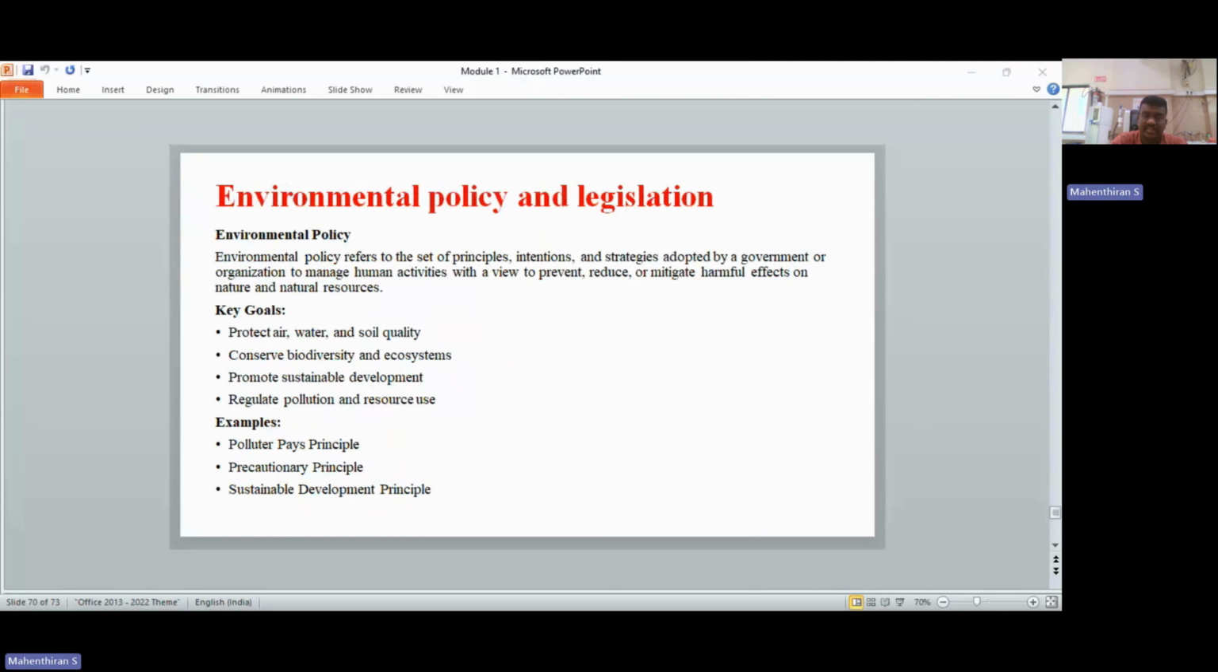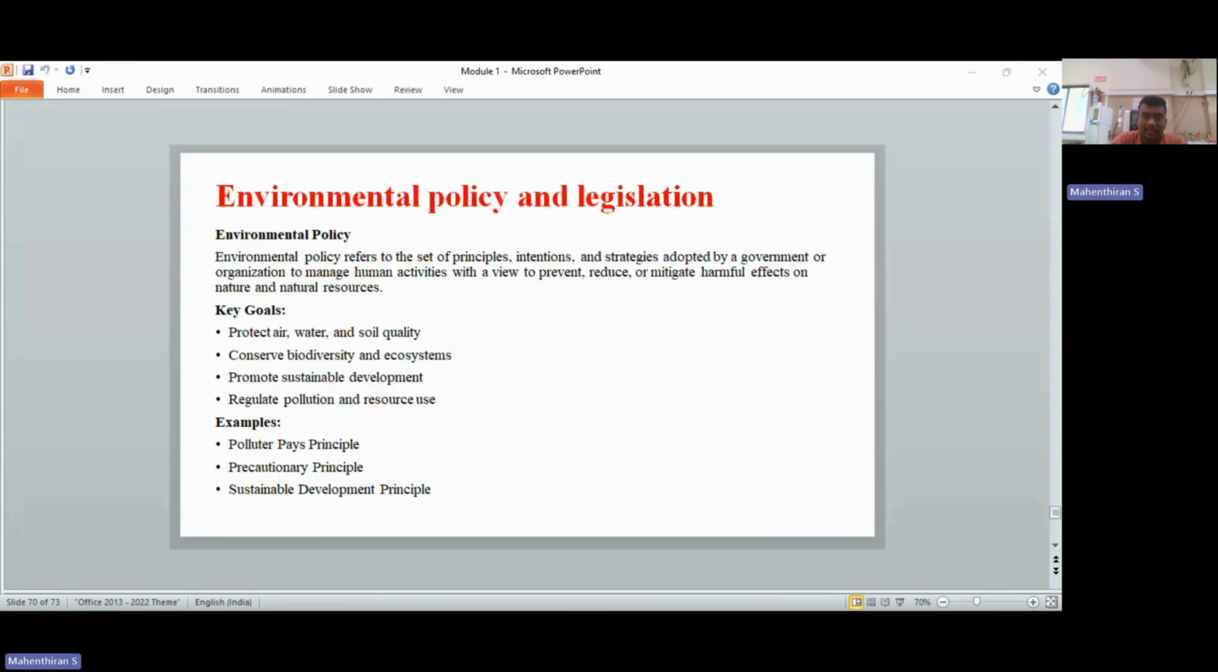Environmental policy refers to the set of principles, intentions, and strategies adopted by a government or organization to manage human activities with a view to prevent, reduce, or mitigate harmful effects on nature and natural resources. Now, this environmental policy is a solution. It is what a government or organization intends to do about such problems.